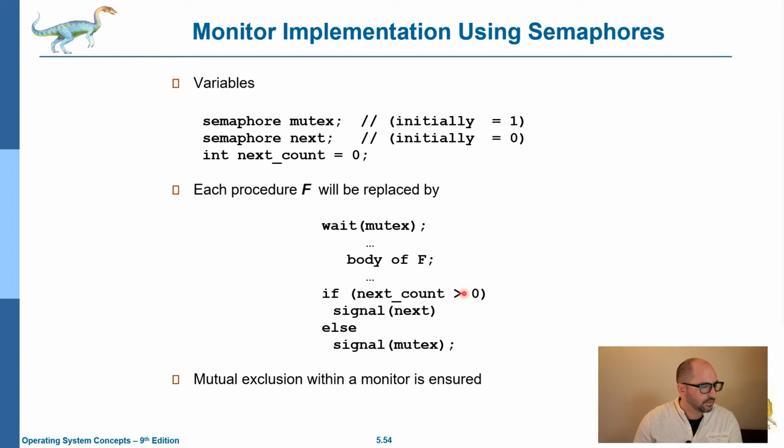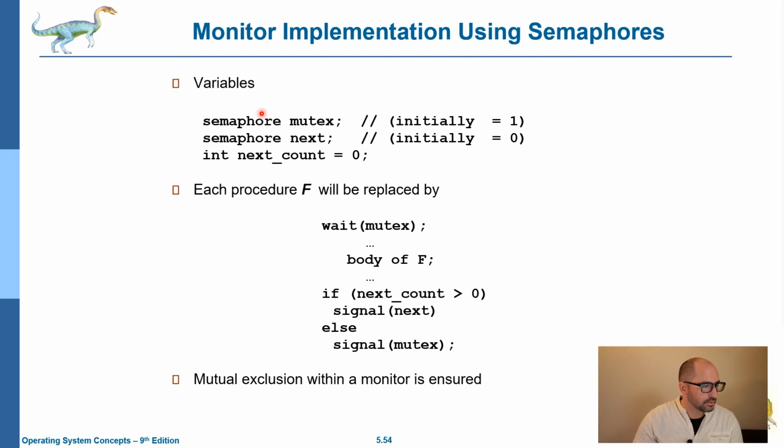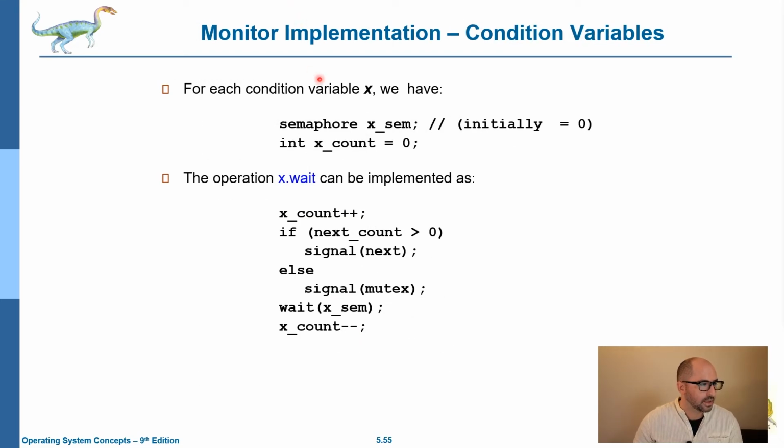But essentially, if next count is 0, every time we invoked f, we would wait on the mutex first and then signal the mutex that we're done. So it's just providing critical section protection around f. Next count and next are part of signal. We'll get there in just a second. The signal and waiting on the mutex assure that we have mutual exclusion. The next count and the next semaphore are related to our condition variables.